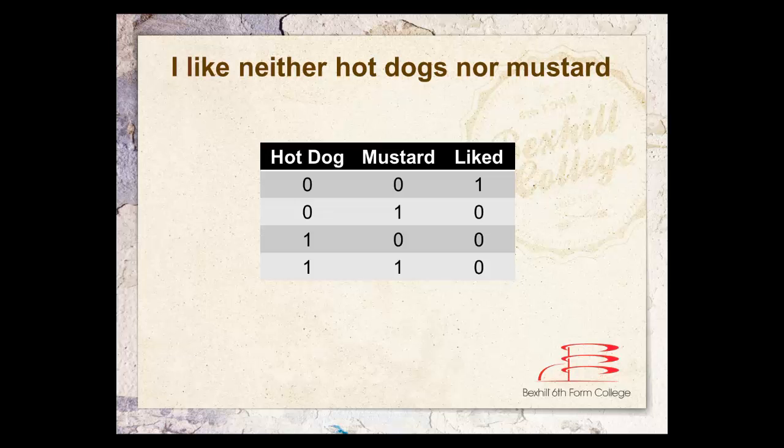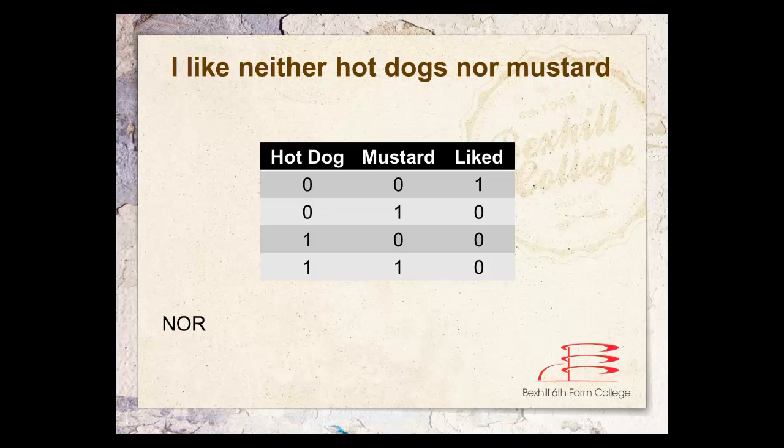If you have a look at that, you'll notice it's the exact opposite to an OR. An OR would give us ones where these zeros are and a 0 where this 1 is. This is called a NOR.